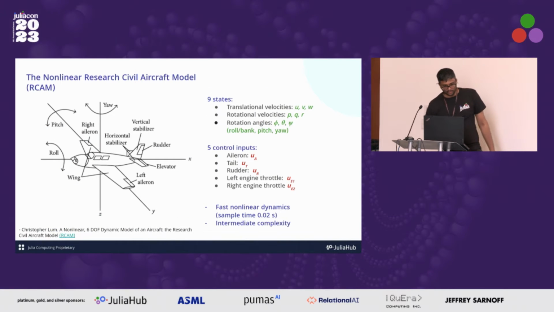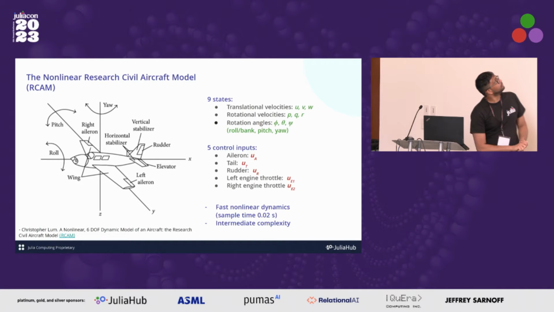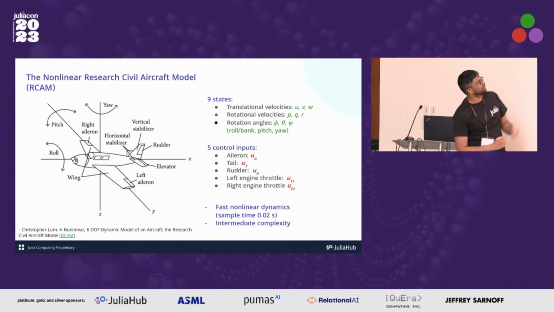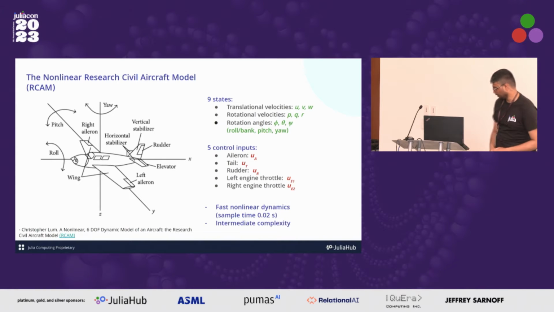So as a stylized example, this would be a nonlinear research civil aircraft model, and why we chose this is because it has fast nonlinear dynamics, like a sample time of 0.02 seconds, and it's of intermediate complexity, so it's not really a toy problem.